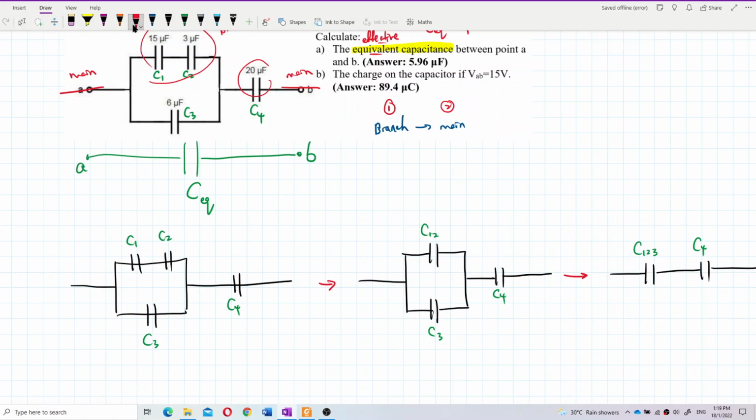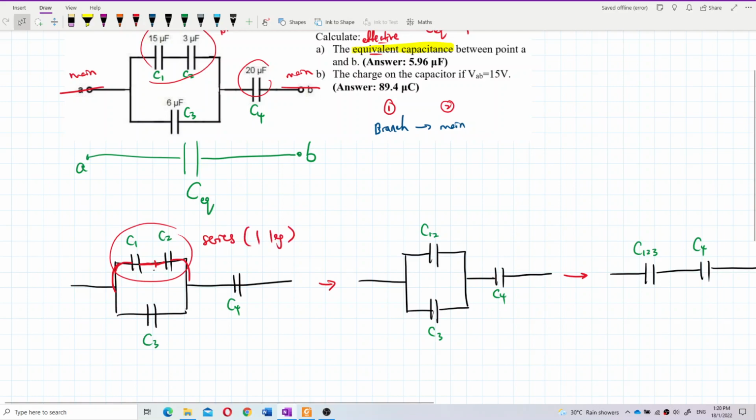Why do we say series? Let's look at C1. One leg of C1 connects with C2, and then the other leg does not connect to C2, but it connects to C3. You see that? Same goes for C2. One leg connects to C1, but the other leg does not connect to C1. It connects to C3. So it's only one leg connection, so we can say these two are in series.